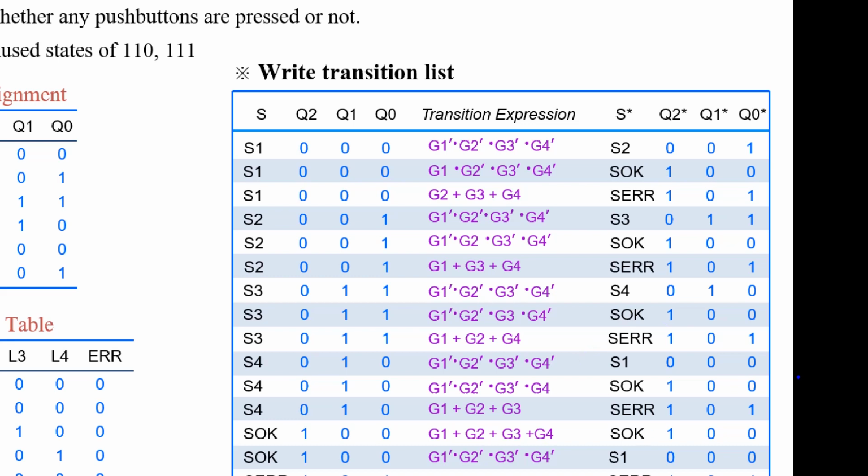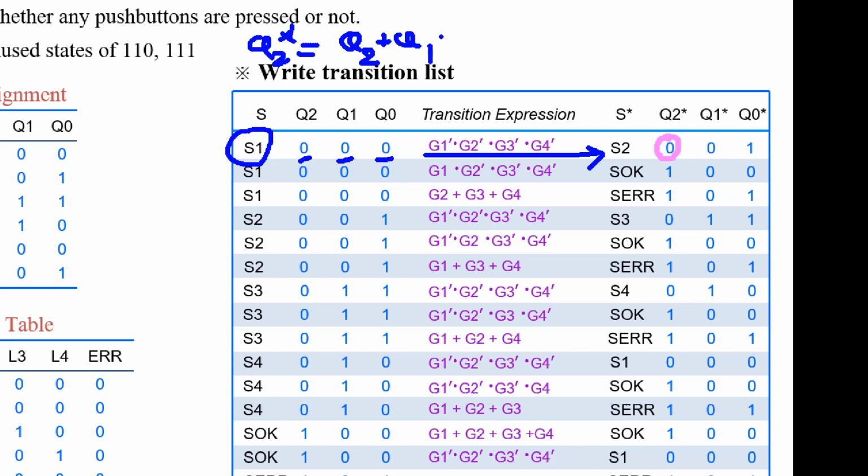For example, this 0, this 0, this 0. Q2* will be 0 when it starts at S1 and this input condition becomes true, right? So for state S1, Q2, Q1, Q0 must be 0. So you can write that Q2* will be 0. Now we want it to be 0, right? So you can write it as Q2 or Q1 or Q0, like a max term. Namely, if you substitute the value of Q2 with 0, Q1 with 0, Q0 with 0, it will be 0 plus 0 plus 0, so it should be 0, right?